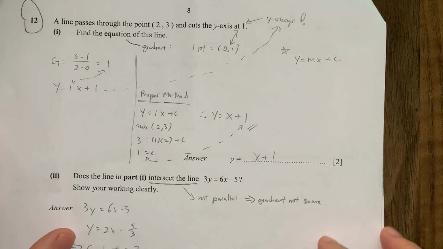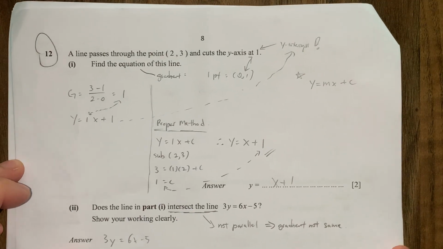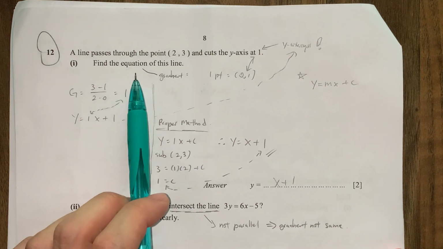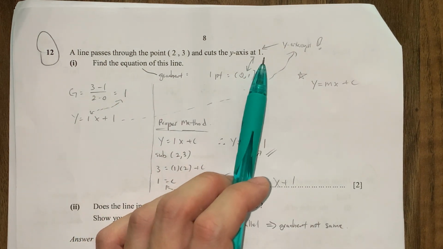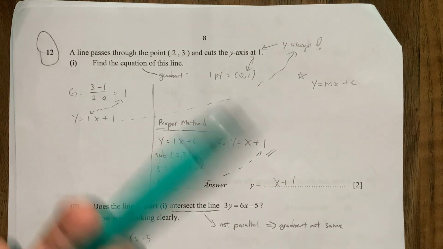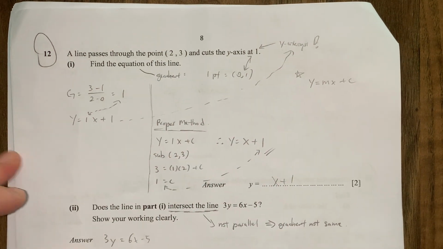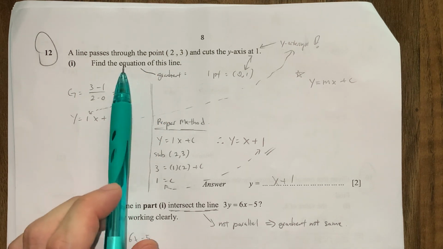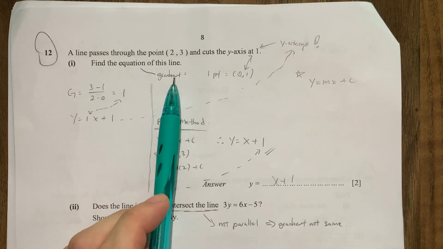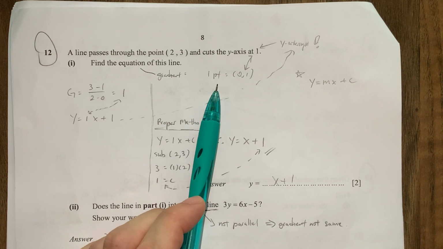Okay, so the next question. This is coordinate geometry, because I need to find the equation of the line. Now, in this case, this point happened to be the y-intercept, so it's a bit easier. But I'm going to show the proper way of doing it, no matter what the point is. So, when we have the equation of a line, I always need 2 things: the gradient and 1 point, so that I can find the equation of the line.